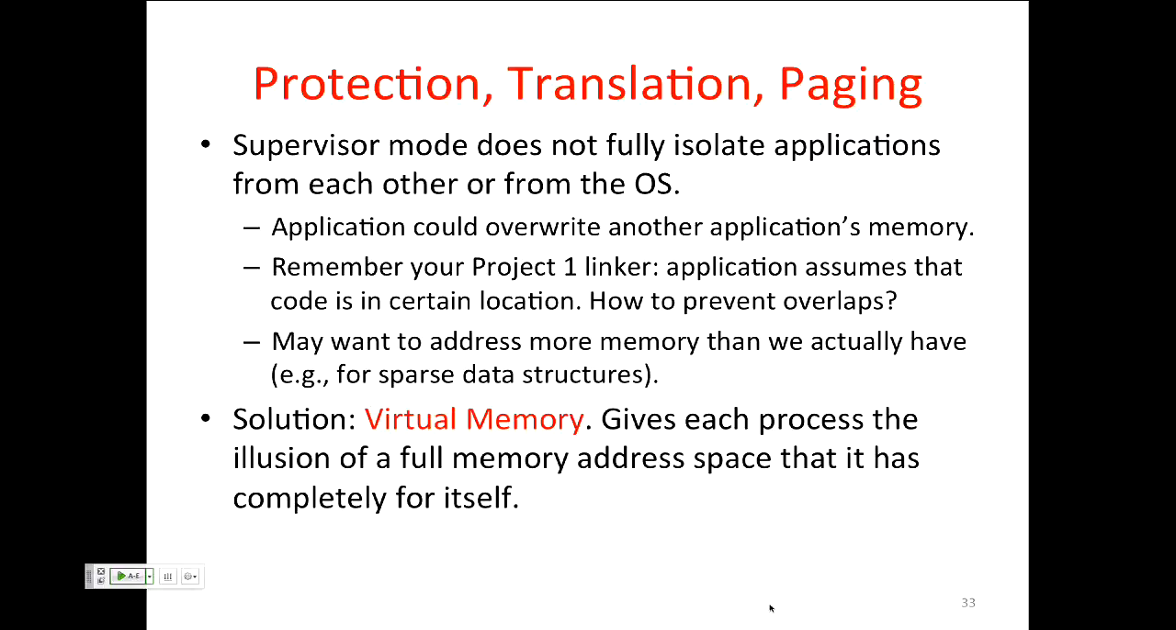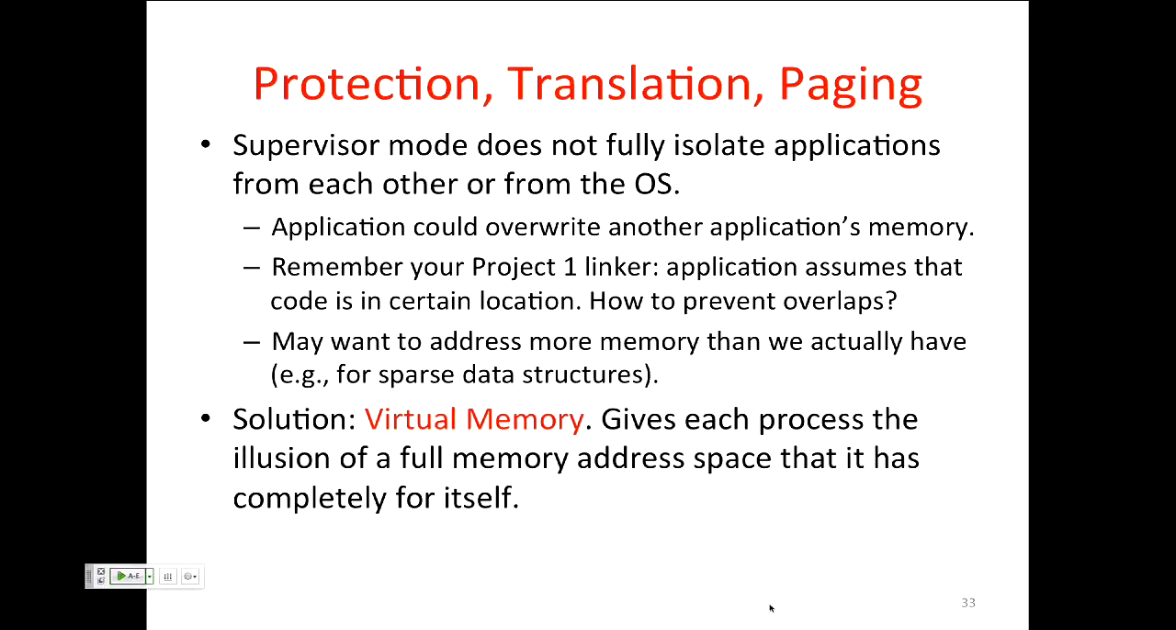So we need a different mechanism here. And that mechanism is called virtual memory. Virtual memory is basically a mechanism by which you can give each process the illusion that it runs on its own, on the entire machine, and that it has the entire address space for itself.